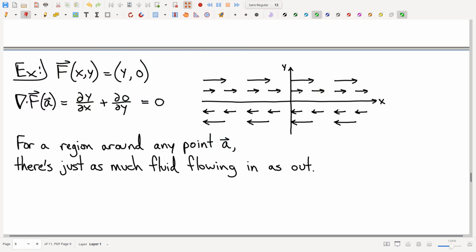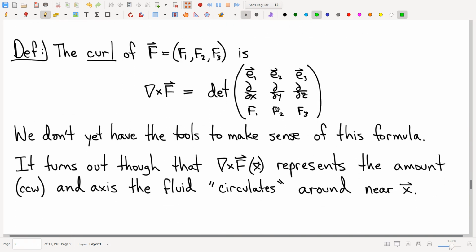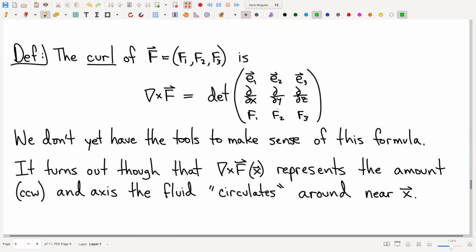All right. Next, an object that I'm going to define and give no justification for. But again, that'll come later. So let's talk about a vector field F. And we're going to talk about what we mean by this thing called the curl of a vector field. And this is a really weird one. It'll make sense later. We'll have good reasons to want to talk about this.